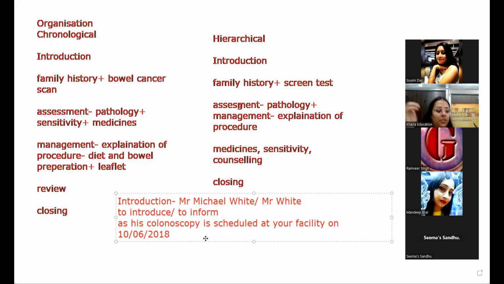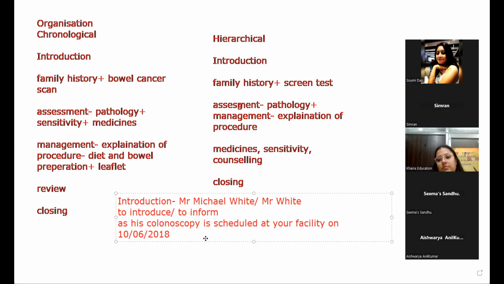Yes, your question? Ma'am, in this third line, colonoscopy is scheduled. If I write has been scheduled, would that be wrong? This is a rule for present simple tense: whenever you're talking about some timetable or some schedule, we use is. For example, when Ahana sends the classroom schedule, she would say, this is the schedule for tomorrow. Although it is for tomorrow, this is the schedule.